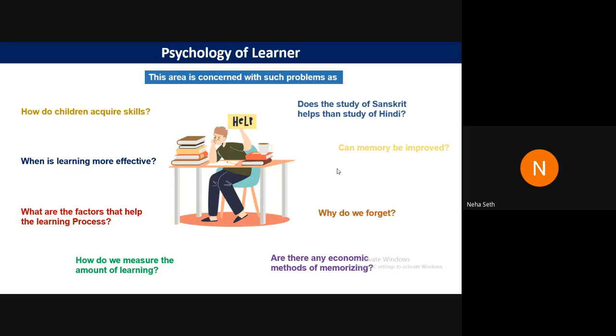Then what are the different factors that help the learning process? How can we improve, or what can we add in our teaching process so that learning can be enhanced? Or if we are forgetting, then why are we forgetting? How can we measure the amount of learning? We are teaching equally to all the students, but the learning is different for different students. Every student is not learning at the same pace or at the same level. We cannot quantify the level of learning. And is there any economical method of memorizing things? Is there any way through which the content that we are sharing shall remain in our mind forever?